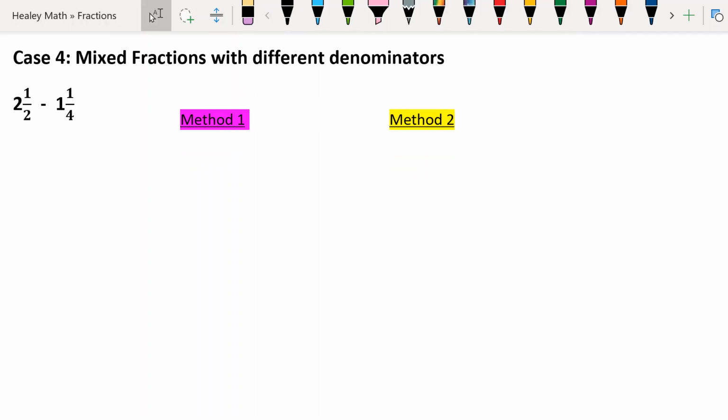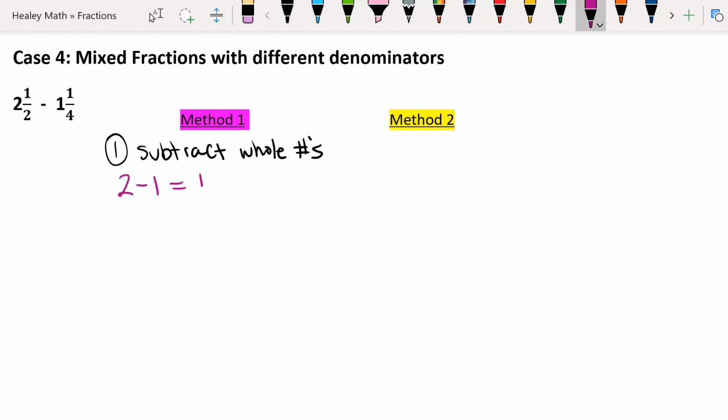In case 4, we have mixed fractions with different denominators. So let's try two methods. In the first method, like the last case, we are going to subtract the whole numbers. And when we do this, we have 2 subtract 1, which is 1.